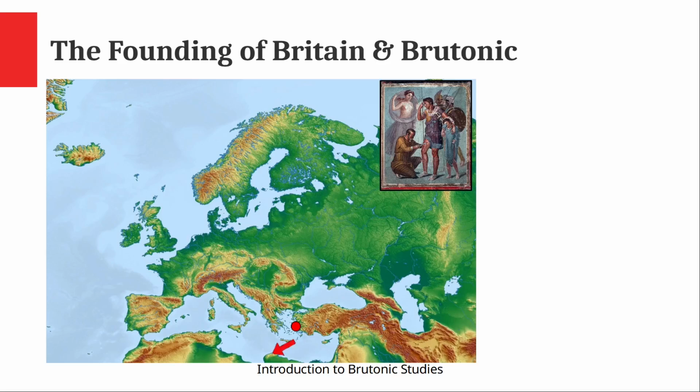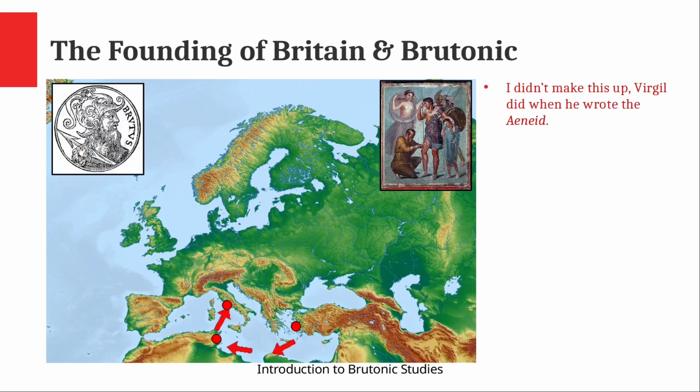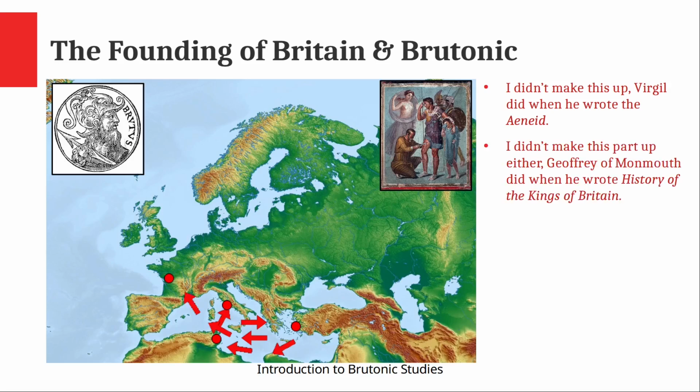He traveled first to Carthage, then to Italy, where he founded the Latin city of Alba Longus. His great-grandson Brutus traveled first to Greece, where he met other descendants of Troy. He recruited these warriors and traveled to Gaul, where he founded the city of Troyes. If you've ever wondered why modern English and French have so many words in common, this is why.